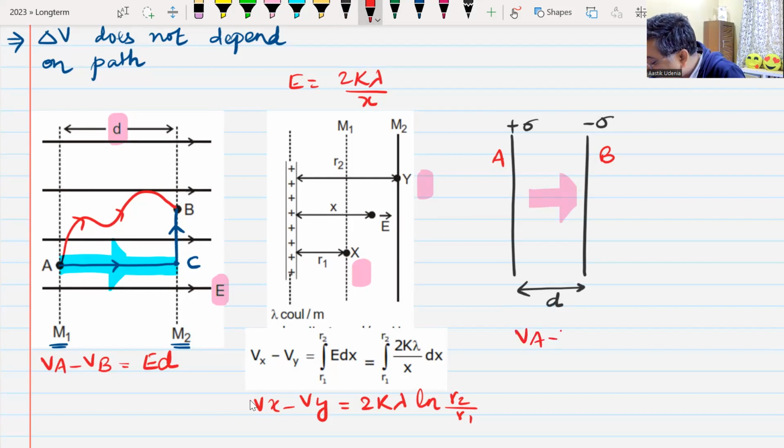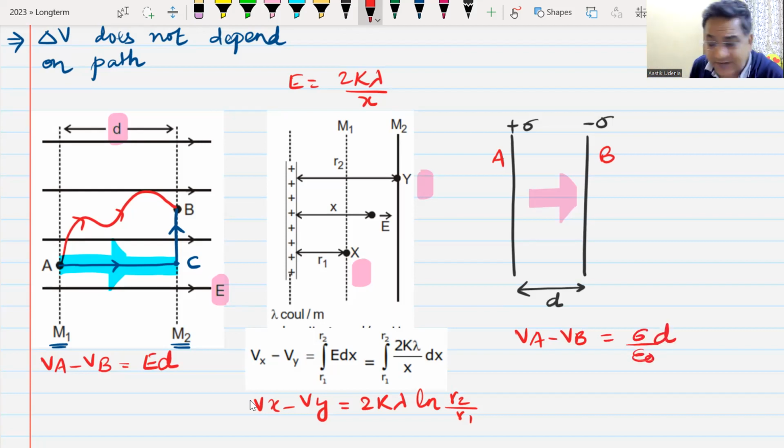VA minus VB, and we had seen that the electric field between the two sheets is constant. It is sigma by epsilon naught. Yes or no? Yes, sir. So VA minus VB will become sigma by epsilon naught multiplied by D. Do we understand this? Yes, sir. Everyone understands this? I'll give you two minutes to note down these results. They are potential questions.